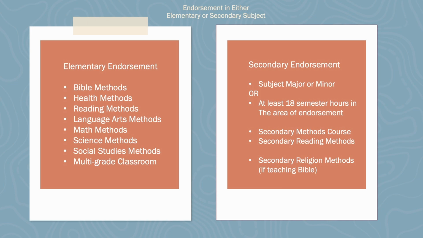For a secondary endorsement, you need either a major or a minor in that subject area, or at least 18 semester hours in that area of endorsement. You also need a secondary methods course and a secondary reading methods course. And if you are teaching secondary religion, you also need the secondary religion methods course. A secondary endorsement allows you to teach those specific subjects from grade 6 to 12. If you are picking up some fifth graders, now you need an elementary endorsement. So you can see how things can get complicated depending on what you're teaching.